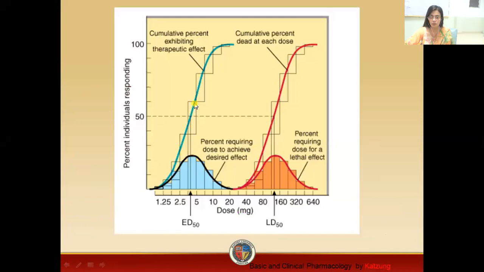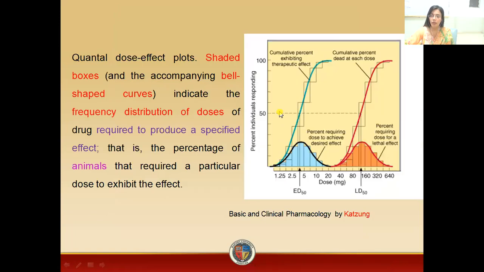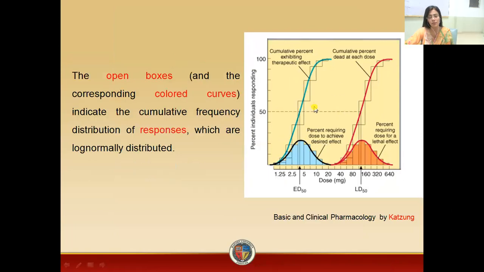So this is the curve which is representing the therapeutic effect, and this curve is representing the toxic effect, that is the death. So this is the graph between the population, percent individuals responding, and this is the dose which is represented over the x-axis. Now, in this figure, these shaded boxes or bell-shaped curves are indicating the frequency distribution of the dose of the drug that is required to produce a specific effect in the population or in the animals. And these open boxes or colored curves are representing the response. This is the therapeutic response. This is the toxic response.